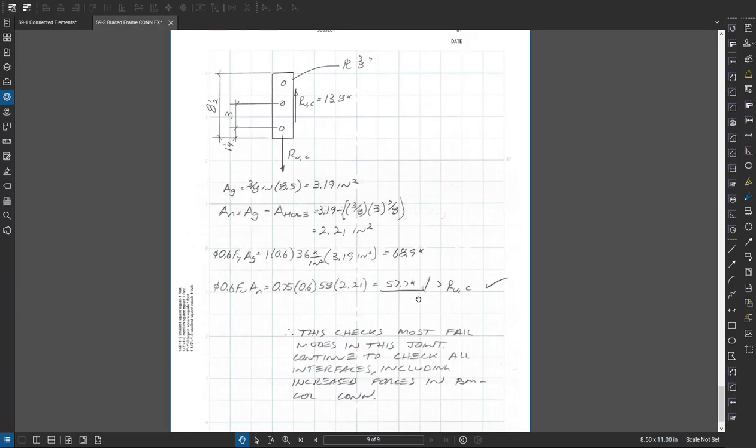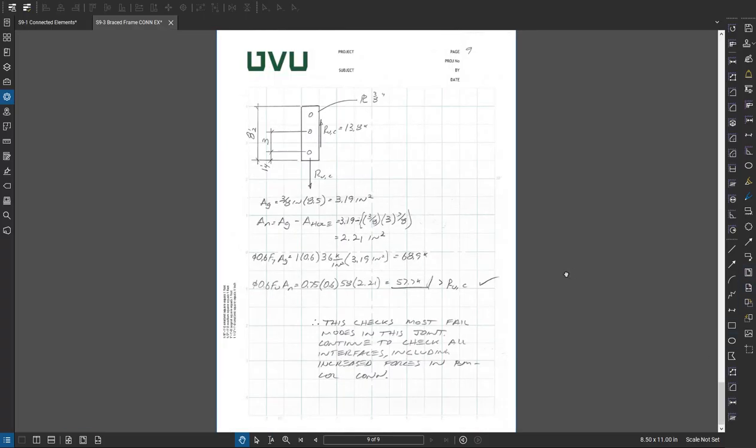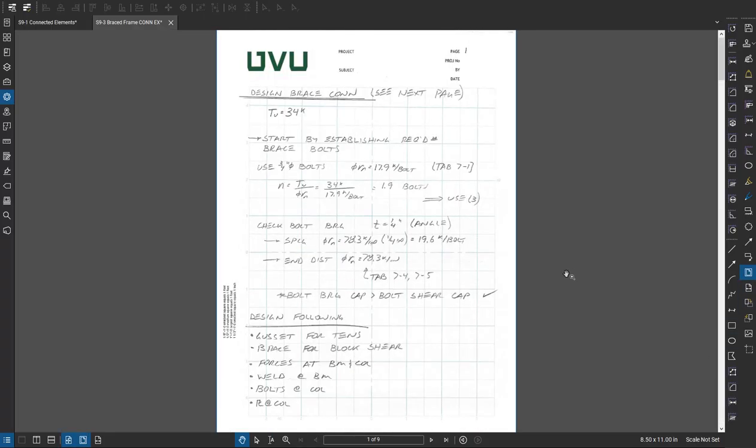All right, with that said, I'll leave it to you guys to start looking at your connected elements and the trusses you're designing, and hopefully this gives you a good start on that.